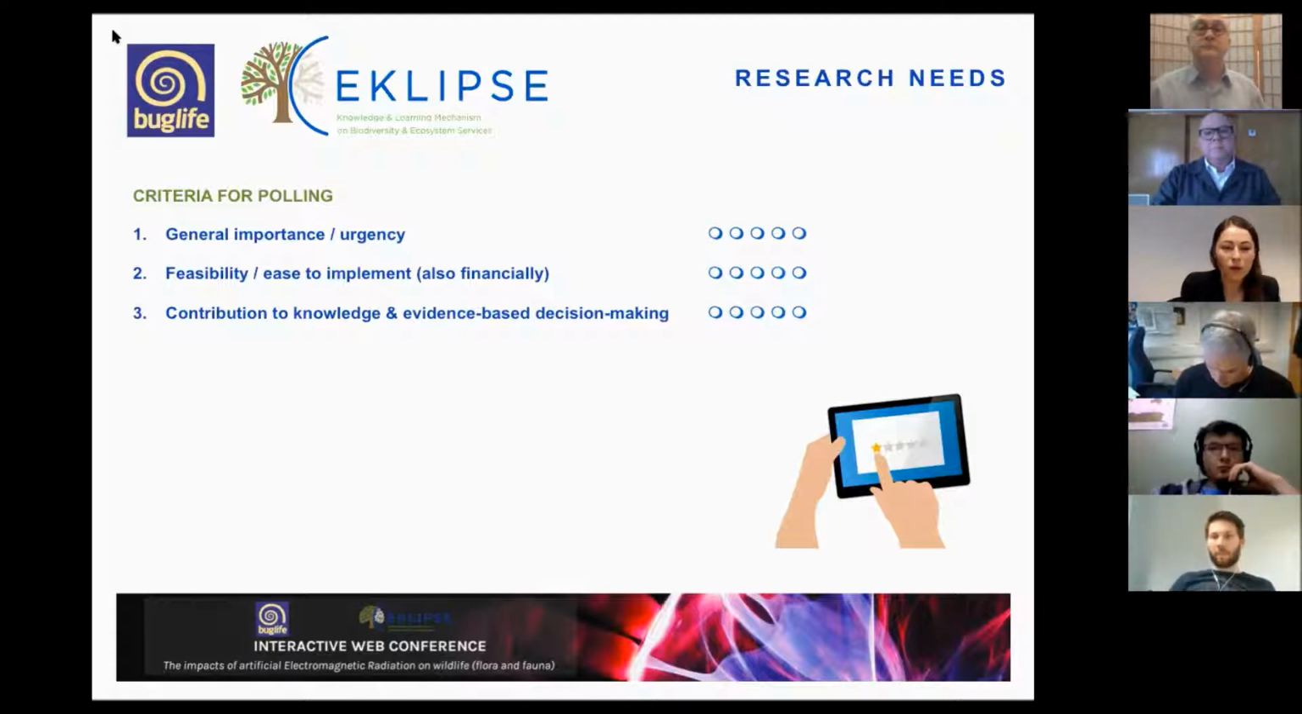The second point is more about the feasibility, how easy or not it is to implement such a study, and this also, of course, includes how easy or not it is to finance such a study. And finally, the third point is about how this kind of study would bring more information to the current knowledge on the topic, and especially how this could help to make better decisions based on the evidence that it will provide.